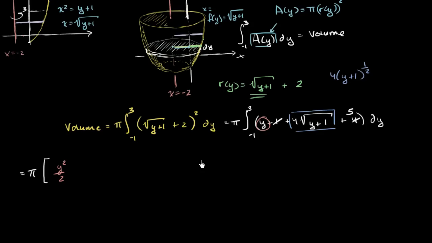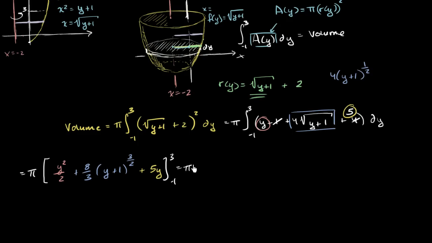But this antiderivative is going to be equal to, well, if you increment this exponent, you get 3/2 multiplied by the reciprocal 2/3. 2/3 times 4 is 8/3. So it's plus 8/3 times y plus 1 to the 3/2. And you can verify, if you take the derivative here, you will get this expression right over here. 3/2 times 8/3 is 4. Decrement it, you have y plus 1 to the 1/2 power. And then finally, you have this 5. The antiderivative of 5 is just 5y. And we are evaluating it from y equals 3 to y equals -1.